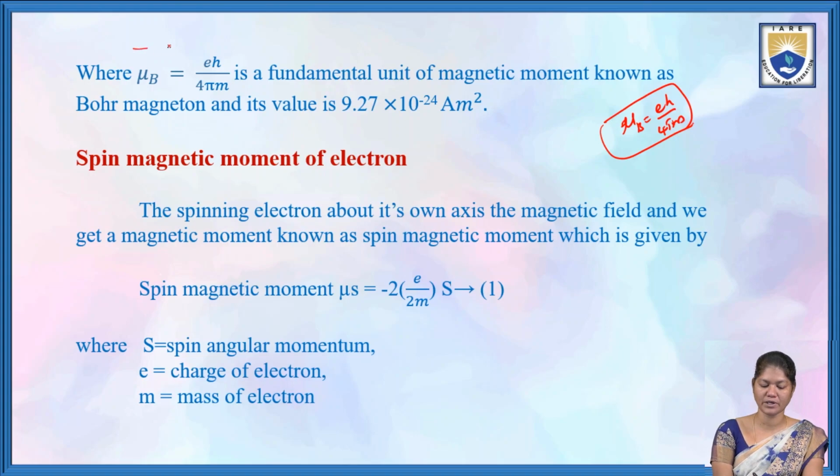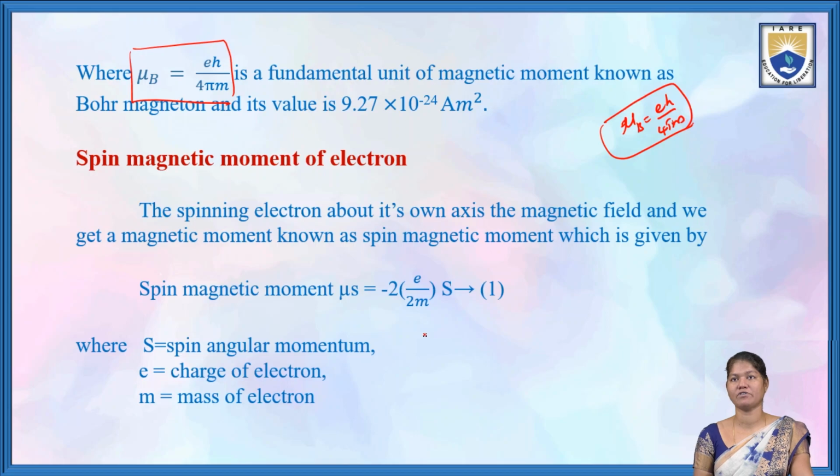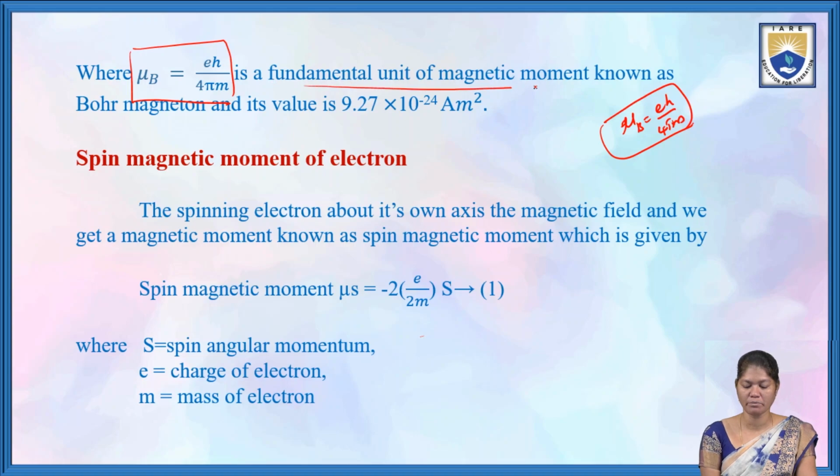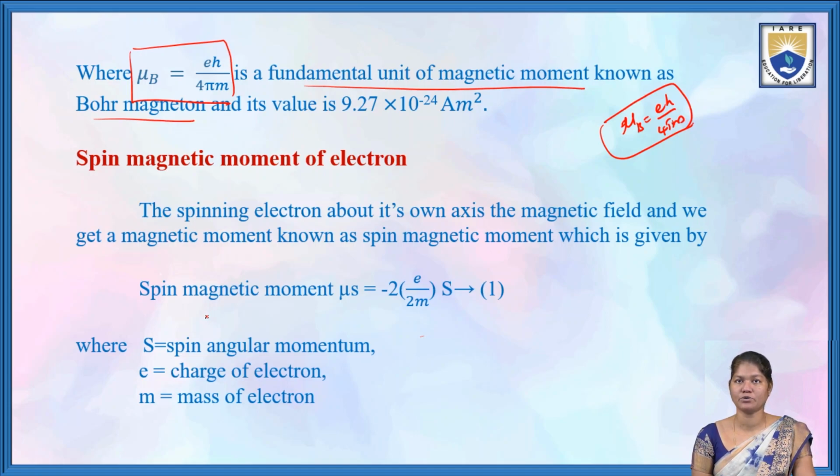So this value is the Bohr magneton, which is called the fundamental unit of magnetic moment. So mu b is equal to eh by 4 pi m, the fundamental unit of magnetic moment, and it is called a Bohr magneton.